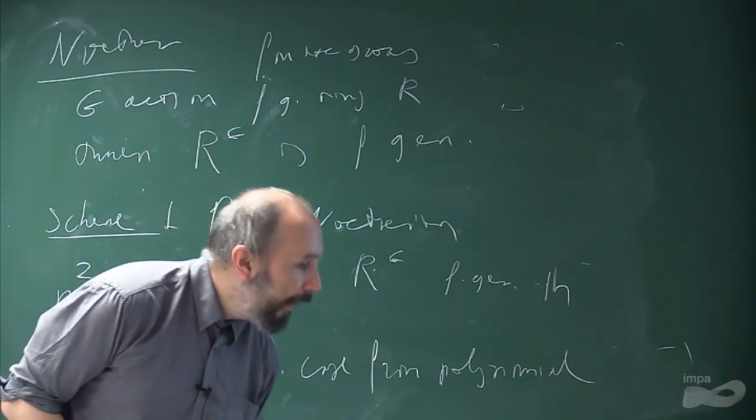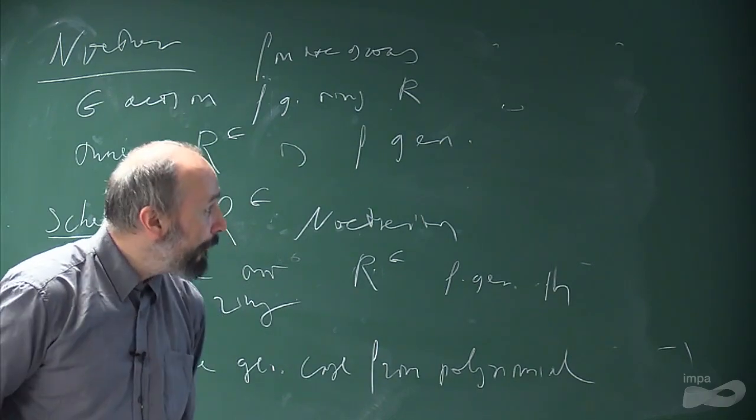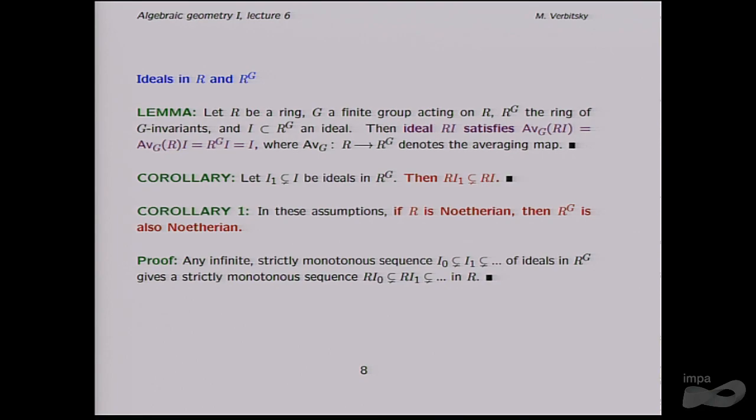I'm running out of time. No, I might be able to do it. So first, let's discuss ideals. We want to prove noetherianity. This is done by thinking about ideals in the ring R^G. And I claim that ideals in R^G are embedded into ideals of R.